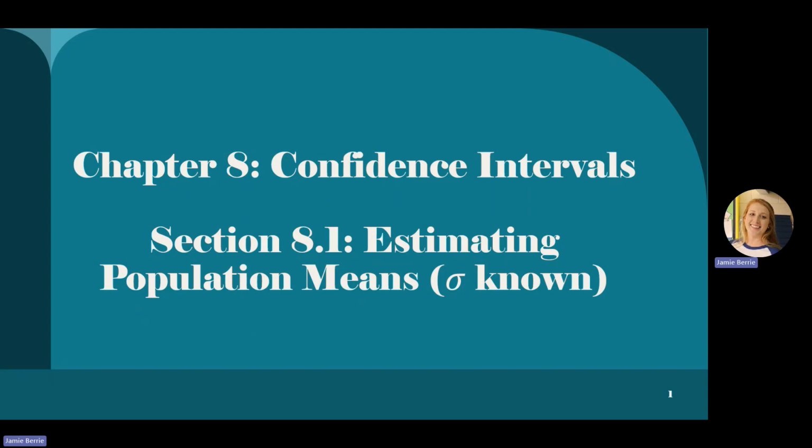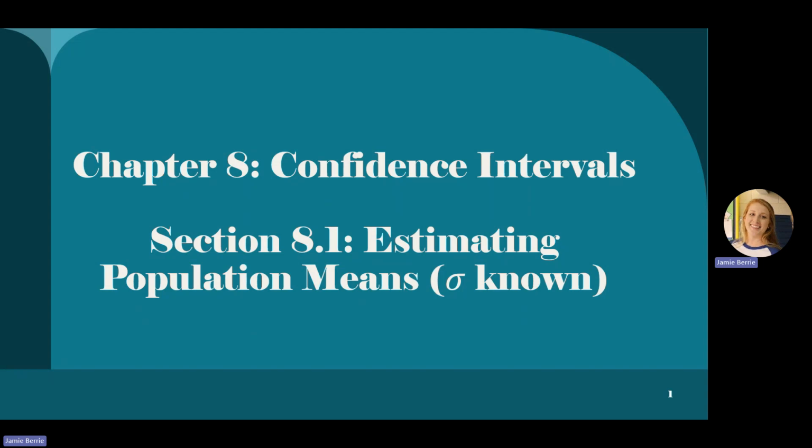So chapter 8 is all about confidence intervals, and we're also going to learn about a new distribution called the t-distribution. That's in section 8.2, so in the next section. But today we are starting with something that is very easy to do in the calculator. The concept behind what we're doing is a little bit more complicated, but the execution of the concept is very simple and straightforward. All right, so chapter 8 is all about confidence intervals.